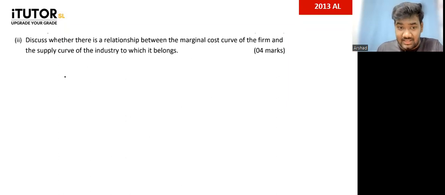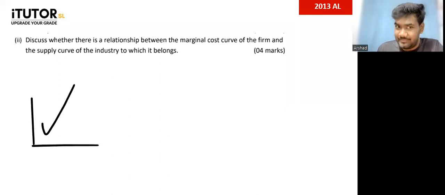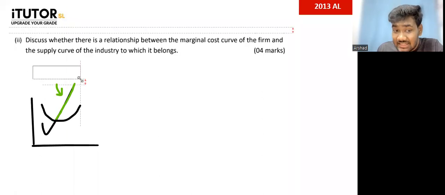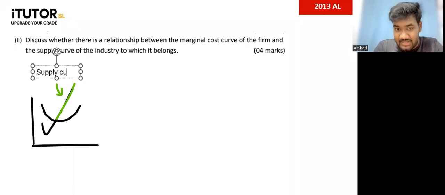Now, remember, this is the marginal cost curve. This one is the average variable cost. The marginal cost curve above the average variable cost, this green part, right? The MC curve above the average variable cost curve is what you call the supply curve of a firm. Supply curve of a firm.